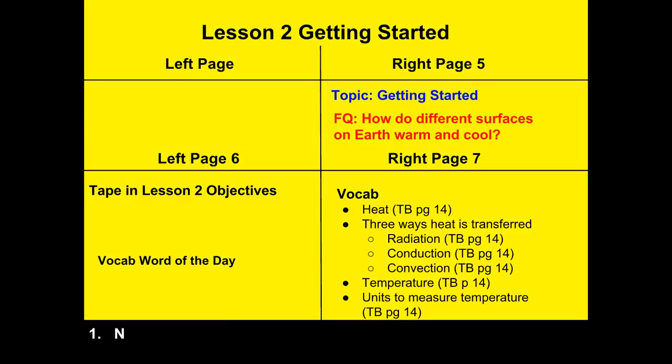On page 5, you should have taped in the Getting Started, and our focus question for today is, how do different surfaces on Earth warm and cool? On page 6, you should have taped in the objectives, and on page 7, that is your vocabulary page for Lesson 2. Our vocabulary are heat, 3 ways heat can be transferred, which is radiation, conduction, and convection.